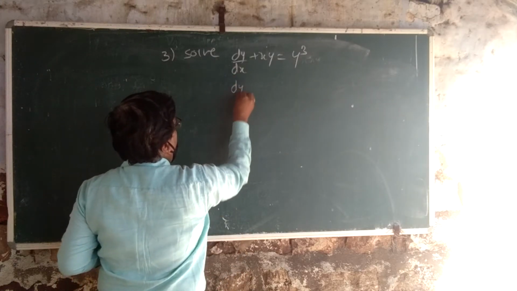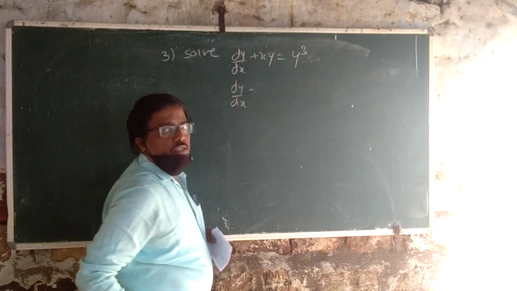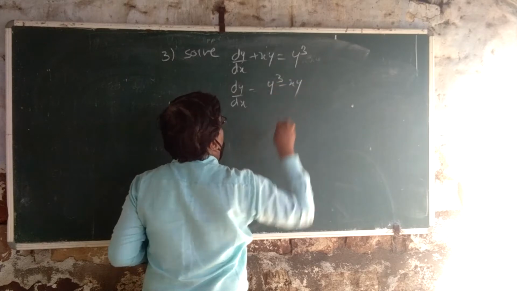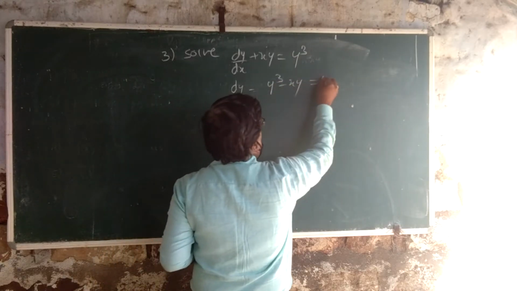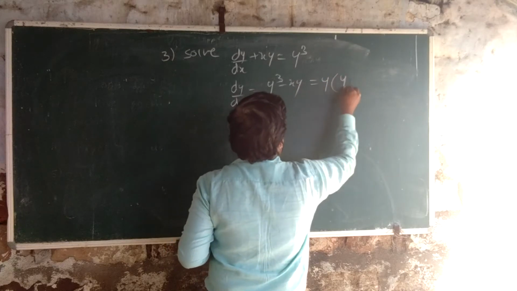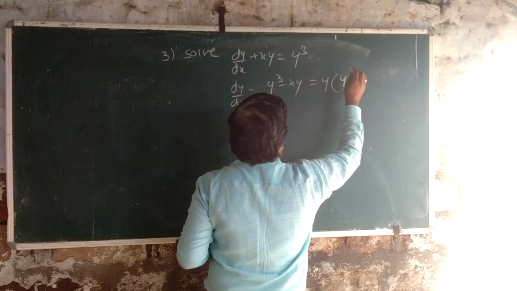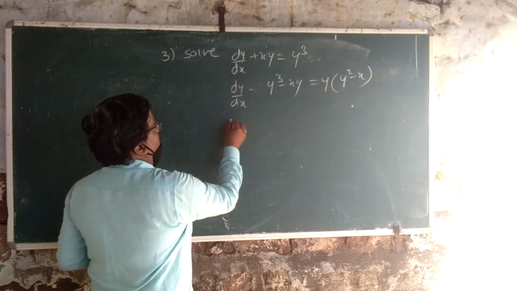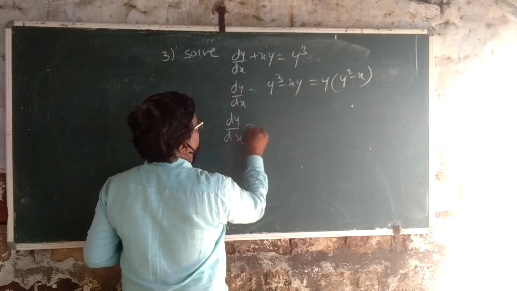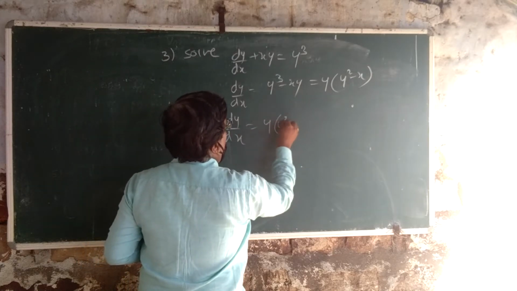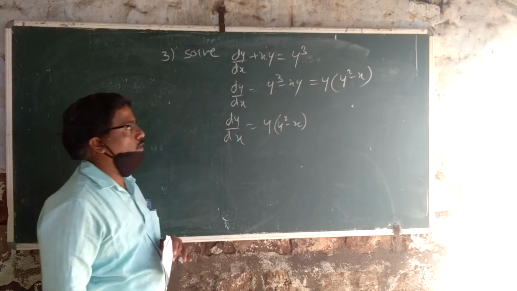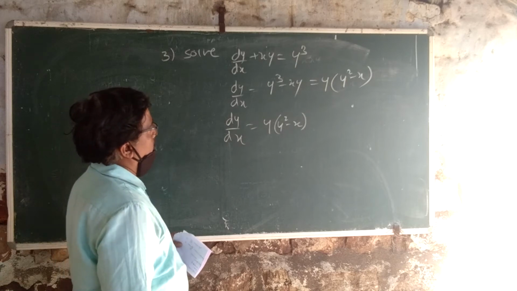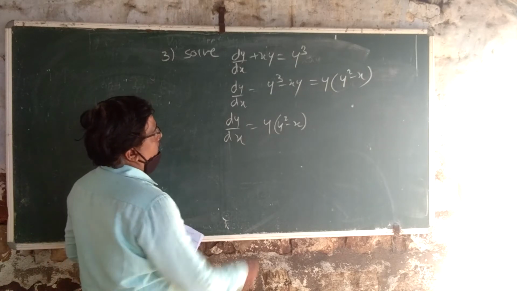Now this can be written as dy by dx is equal to, send this term to RHS, so it is y cube minus xy. Taking y common, this is y into y square minus x. Okay, dy by dx is equal to y into y square minus x. Now we make variable separable.